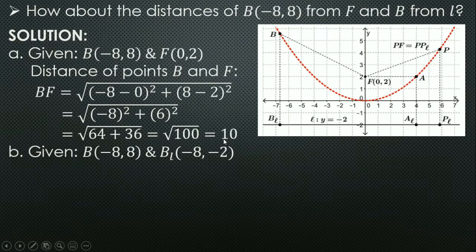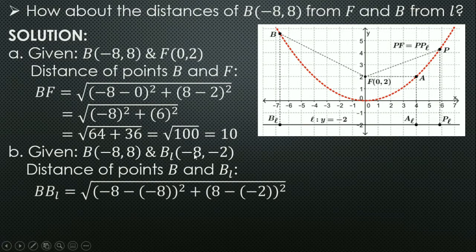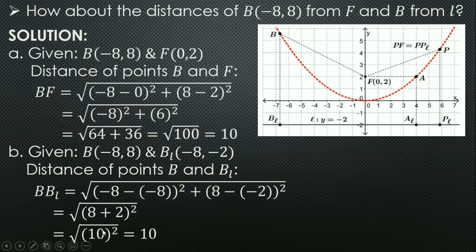The second one, the distance between point B and the line L. So B is -8 and 8. The coordinates of B sub L, we have -8 and -2. So the distance can be obtained by using the distance formula, (-8 minus -8) plus (8 minus -2). So -8, negative times negative will be positive. So -8 plus 8 is 0, naalis na siya. Then 8, negative times negative is positive, kaya siya 8 plus 2 squared. Okay, so 8 plus 2 is 10. 10 squared, may square root siya, squared yung nasa loob, we can immediately cancel them as well. So canceling that, we have 10. The distance between point B and F and point B and the line L is also the same, 10.